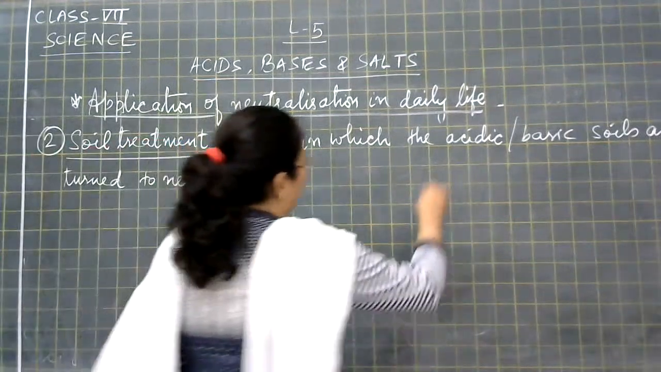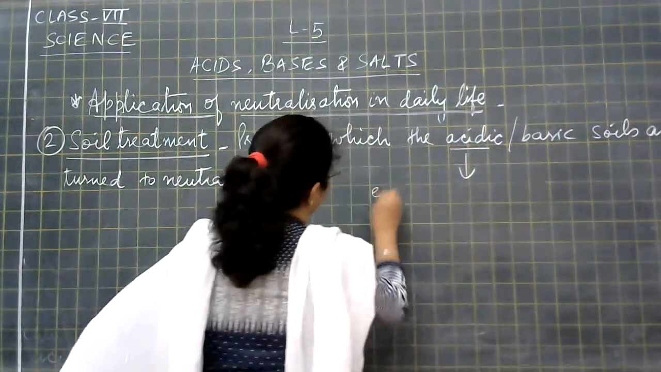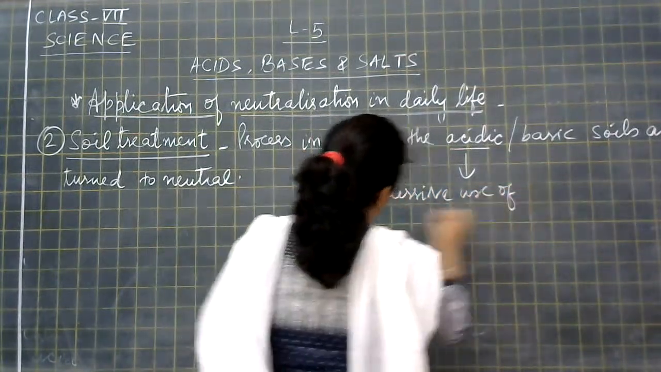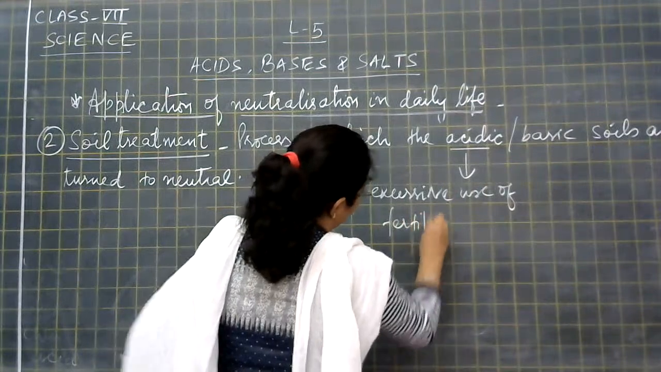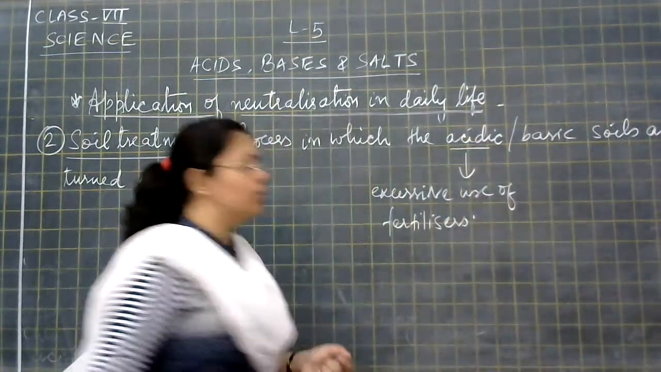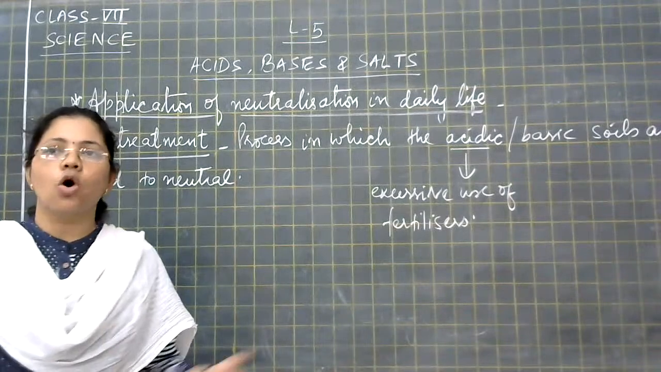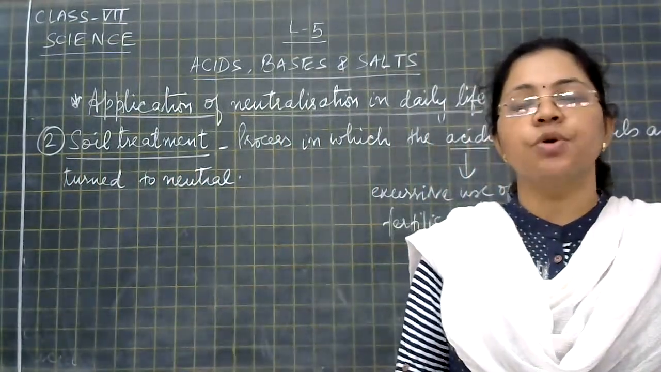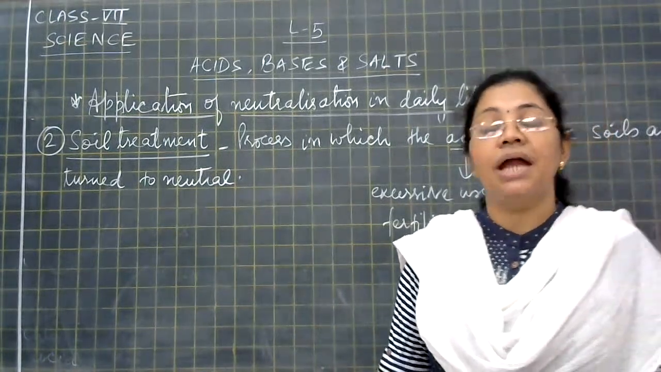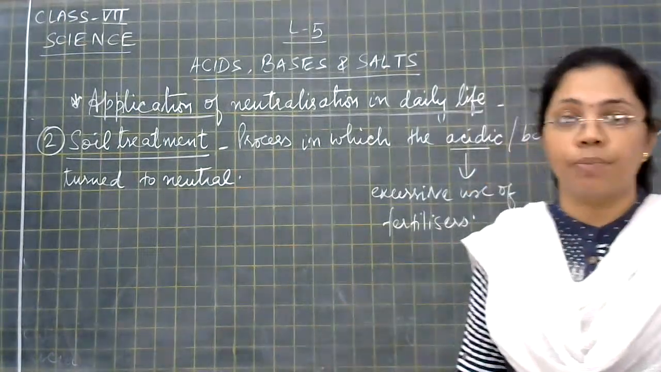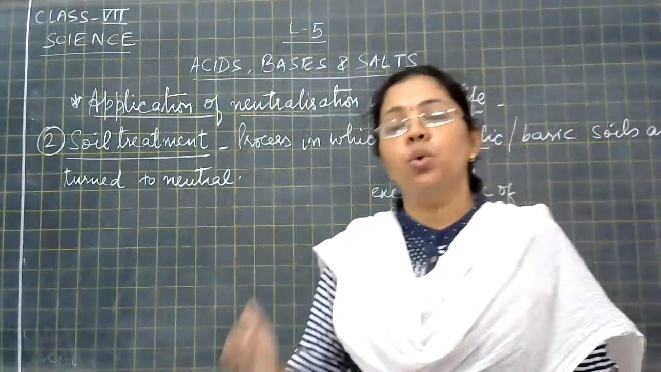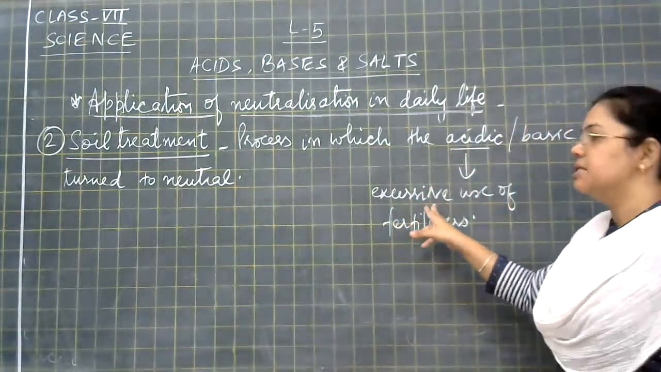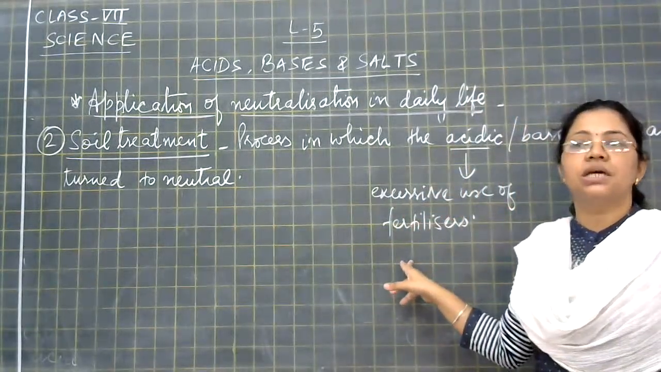Now, how does the soil become acidic? It becomes acidic by the excessive use of the substances or chemicals called fertilizers. Most of the farmers, they make use of fertilizers because they give fast results and they are good for the vegetative growth of the plant. But if we use them in excessive quantity, then what happens? Same fertilizers, they make the soil acidic in nature.